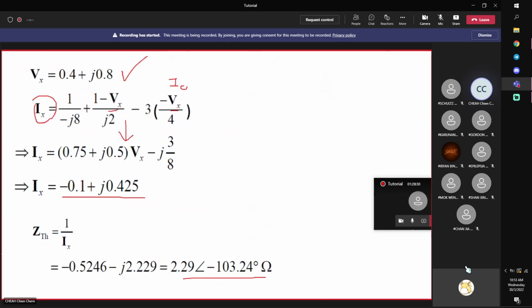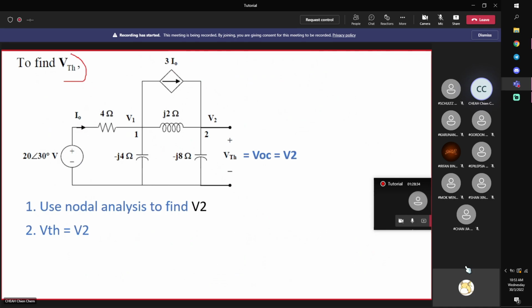Okay, we have found ZTH only. We still need to find VTH, right? Still need to find VTH. Now VTH, same thing, remove the load. Then this open circuit voltage is your VTH. Okay, and you can use two methods, either mesh analysis, assign mesh current, or nodal analysis, assign node voltage. Okay, in this case, actually either way is fine.